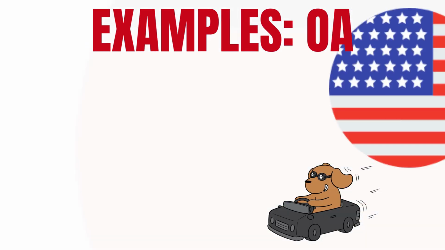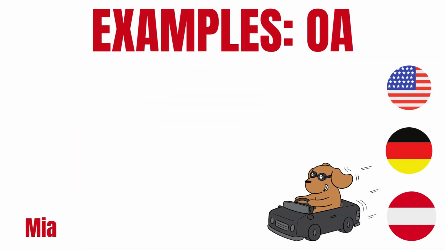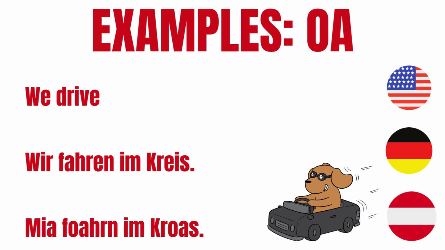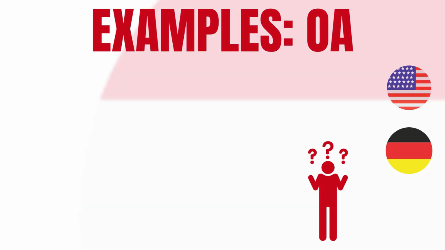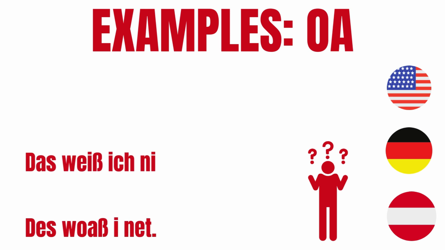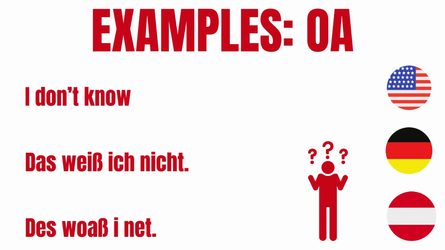Second example: wir fahren im Kreis, we drive in circles. Example number 3. Das weiß ich nicht. I don't know that.